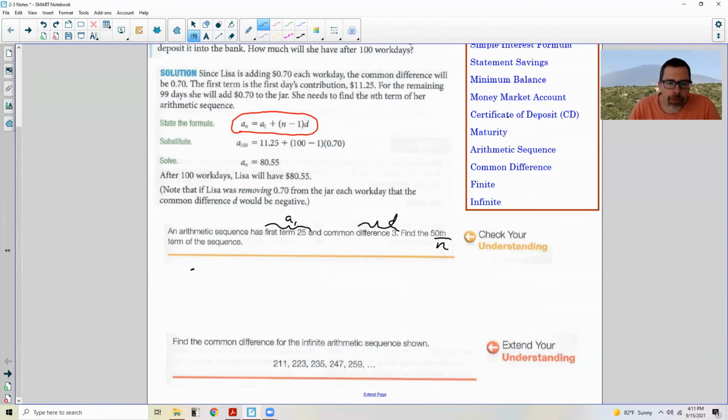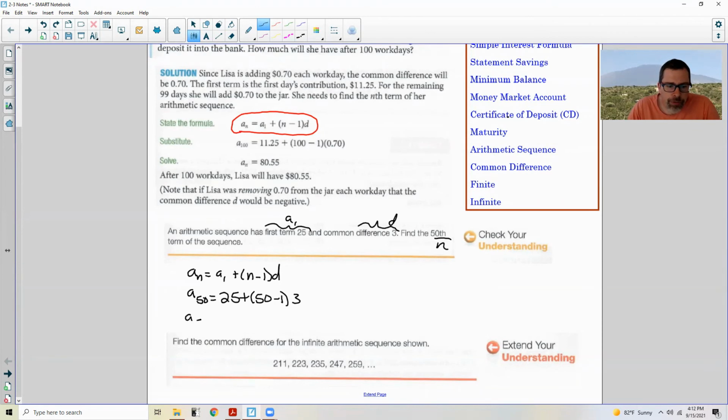So I write the formula. a sub n equals a sub 1 plus n minus 1 times d. You should always write the formula so you get a feel for it, so you remember it. And then our n is 50, so we're looking for a sub 50. And that is going to equal a sub 1, which is 25, plus 50 minus 1 times our common difference 3.